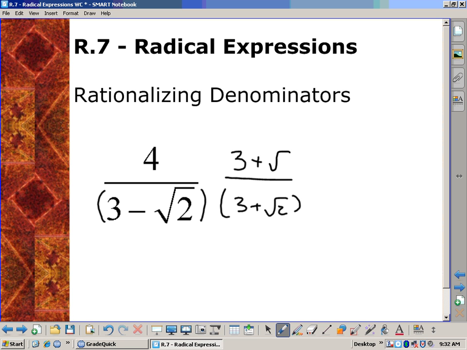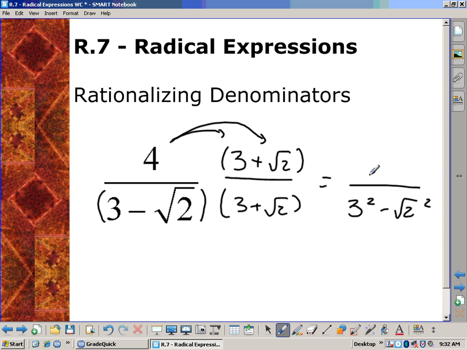Now, people tend to like this because, again, you can take the shortcut. If you want to multiply this all out, you can. But remember, the reason why we're doing this is so we can get the first term squared minus the second term squared. And that way we get rid of all the radicals. On the top, make sure you distribute this out to both parts. So I'm going to get 12 plus 4 square root of 2. On the bottom, this turns out to be 9 minus 2. So I get 12 plus 4 square root of 2 over 7.